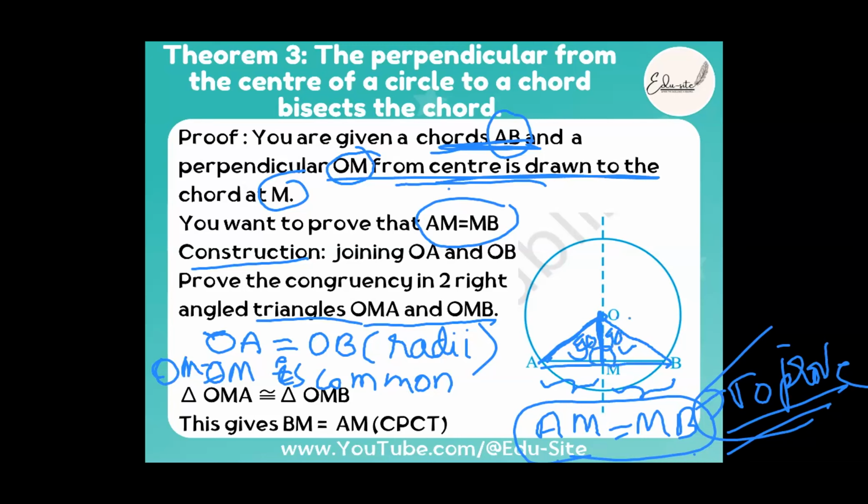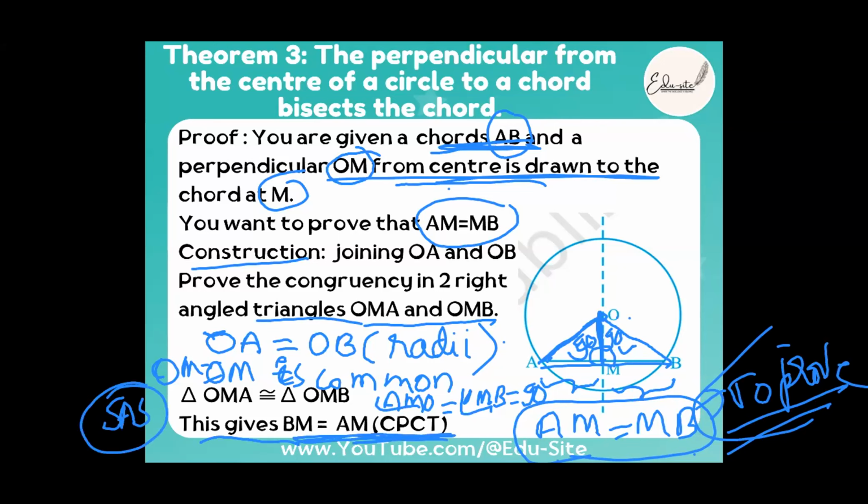Yes, so two angles are equal. Angle AMO is equal to angle OMB, which is equal to 90 degree, right, beta? So, which postulate do you apply here? Two sides and one angle. Which postulate will you apply, beta? Excellent. It is the SAS postulate. So, this gives BM is equal to AM, which is due to the corresponding parts of the congruent triangles.